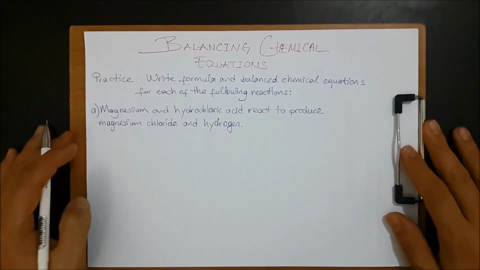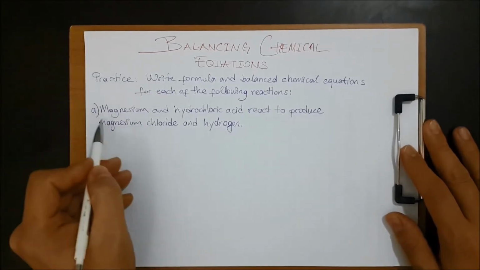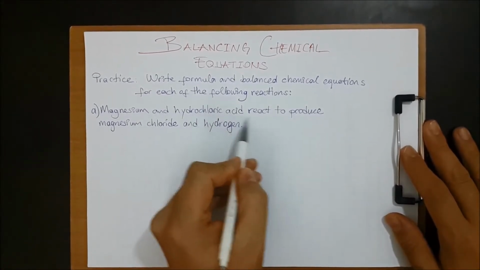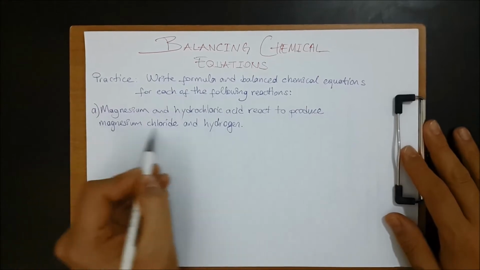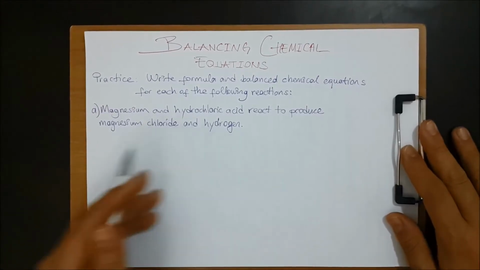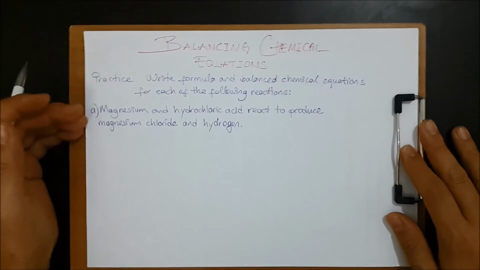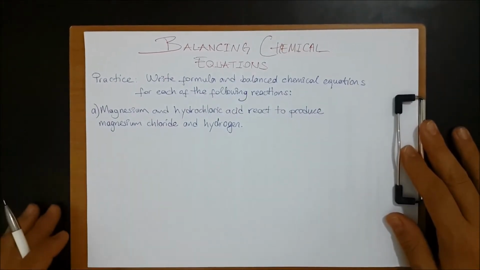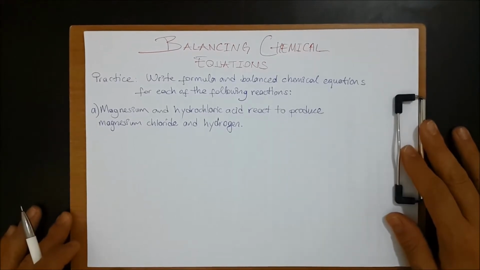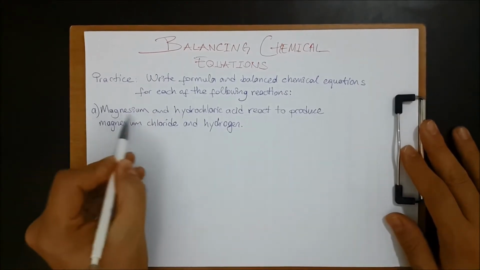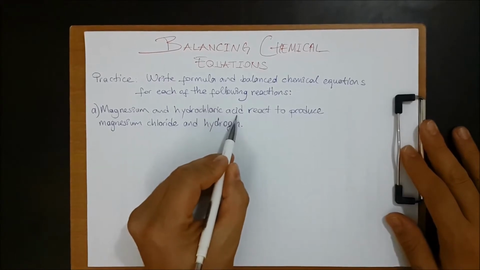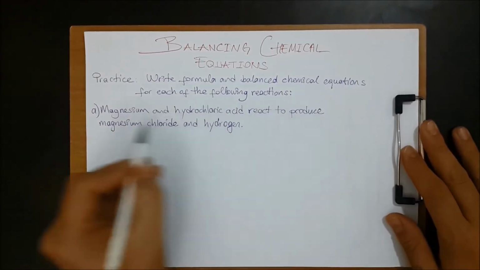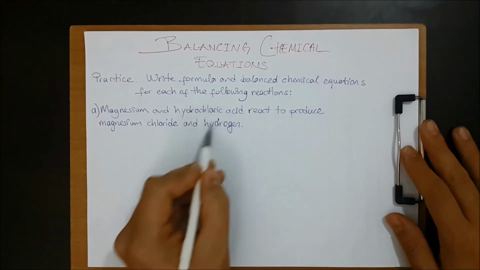In question A, let's read the question. Question A: magnesium and hydrochloric acid react to produce magnesium chloride and hydrogen. First of all, we must convert this sentence to a formula equation. For this reason, we must be familiar with the correct symbols and correct formulas of the reactants and the products given in the reaction. In this reaction, magnesium reacts with hydrochloric acid and they produce magnesium chloride and hydrogen gas.